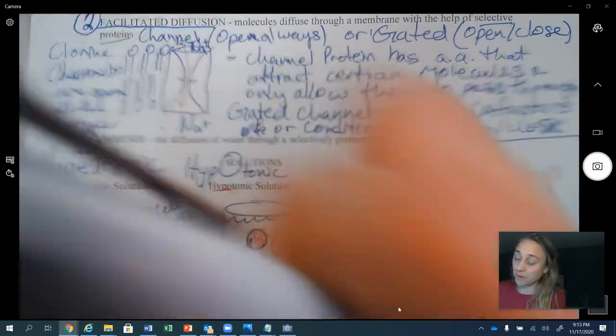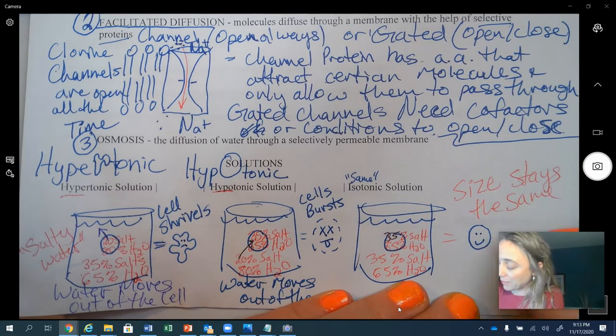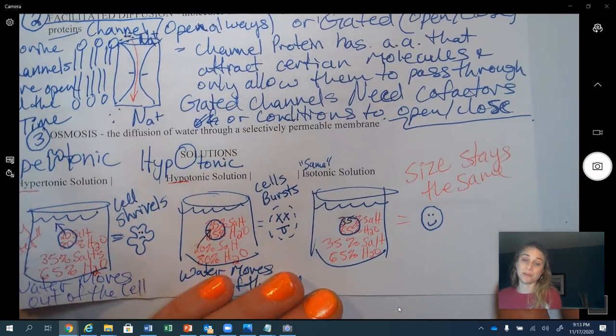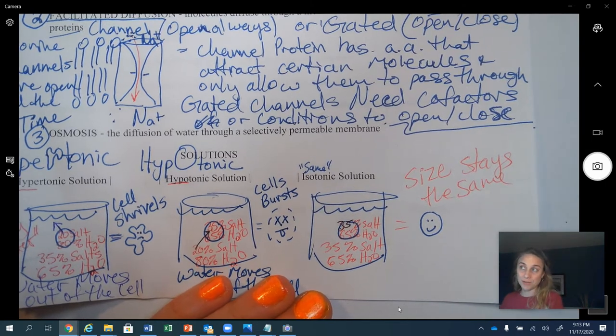By the way, the cell's pretty happy about that. That's why it's important to have osmotically balanced solutions around our cells, in our eyes and our membranes where the cells are more vulnerable. They need to have a certain level of saltiness.